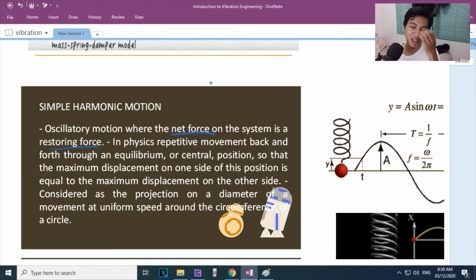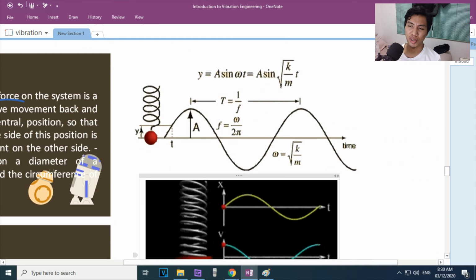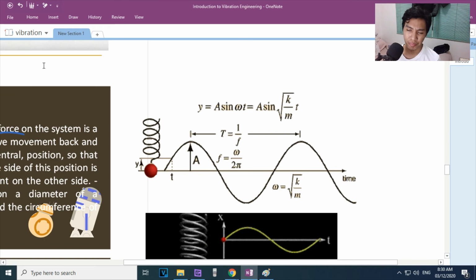And going back, it is considered as the projection on a diameter of a movement of a uniform speed around a circumference of a circle. Pwedeng ganon. Pero, saan parang ang hirap? Ang hirap intindihin. Ganito na lang yan. Let us put this one into pictures. Let us define a picture.